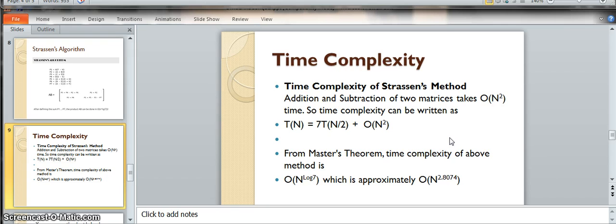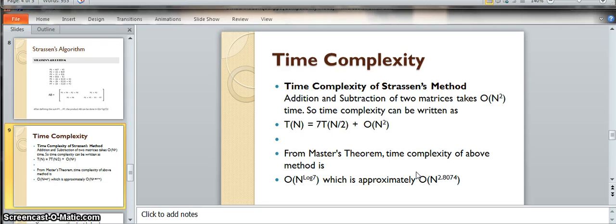So the time complexity of Strassen's method is written as 7T(n/2) plus order of n squared. If we apply the same master theorem, the time complexity of the above algorithm is order of n to the power 2.8074, which is reduced compared to order of n cube.